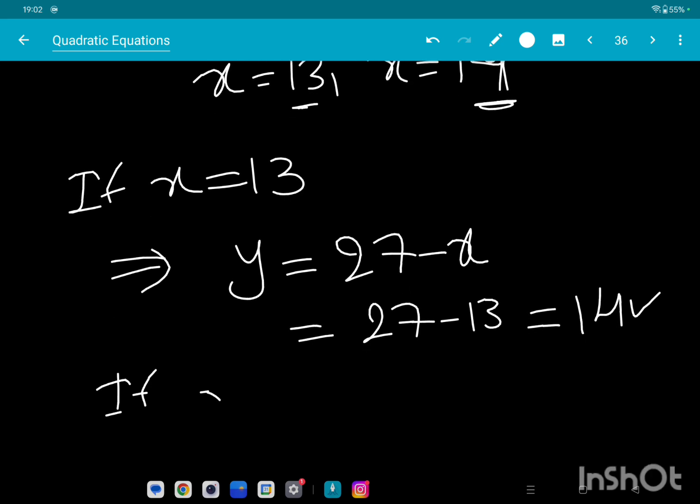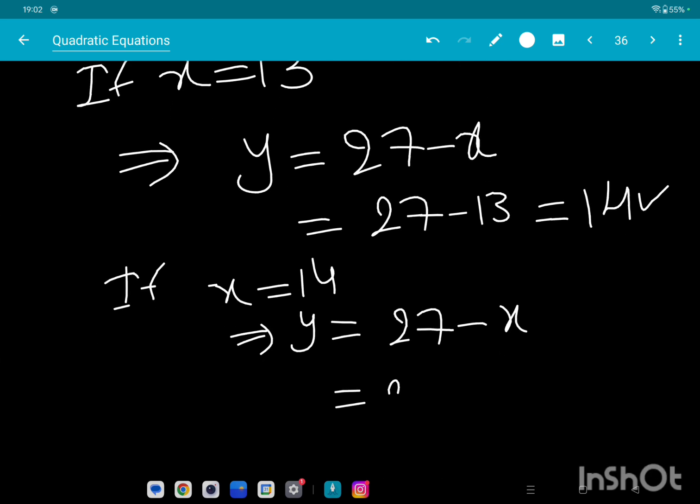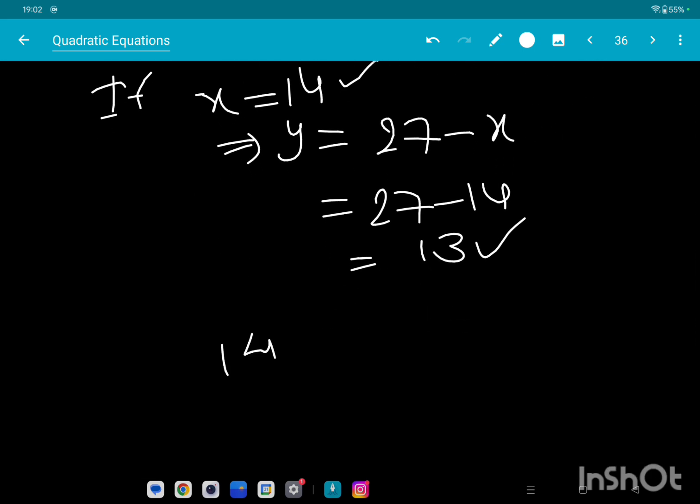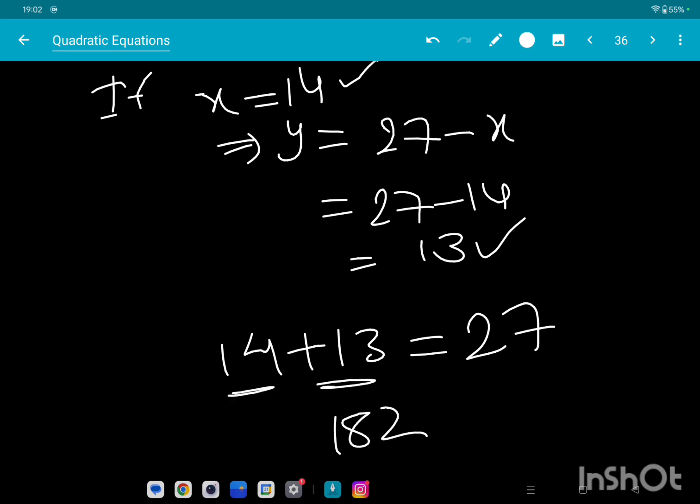And if x is equal to 14, then what is the y value? y is equal to 27 minus x, which is 27 minus 14, is equal to 13. So it is vice versa. If x value is 13, then y value is 14. If x value is 14, then y value is 13. If you want, you can verify: 14 plus 13 is nothing but 27, which was already given in the problem. If you multiply 14 and 13, the product is 182. So we verified the problem as well. This is the way we will find out the x values.